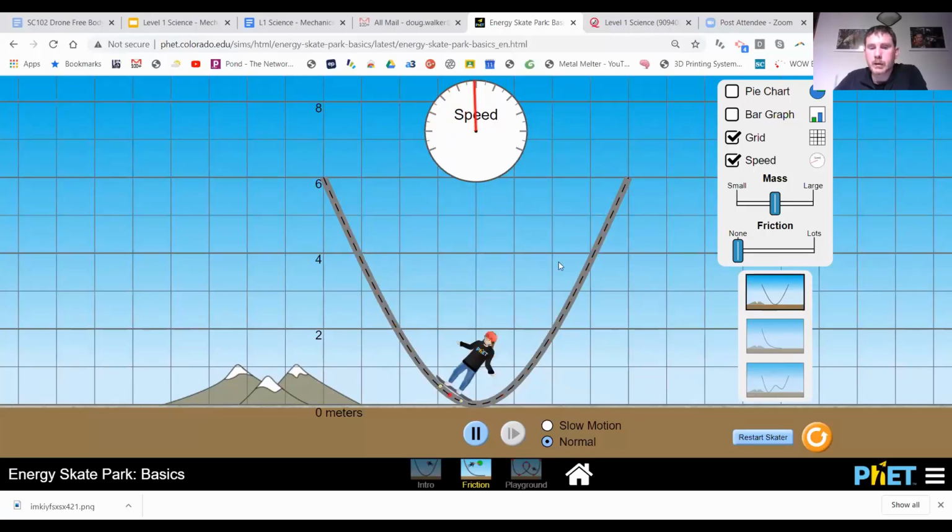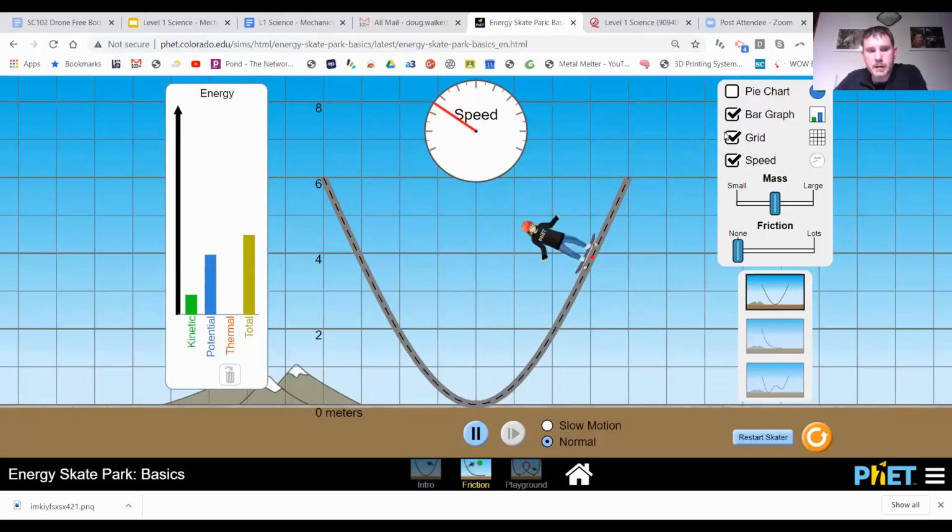Now it's worth pointing out that I've turned friction off because otherwise we would expect the person to gradually slow down and get lower and lower until eventually they came to rest at the bottom. That's just because energy would be lost from the system through friction. As the wheels of the skateboard rubbed against the ramp, some thermal energy would be created, and that means there's less kinetic energy or gravitational potential energy for the skateboarder.